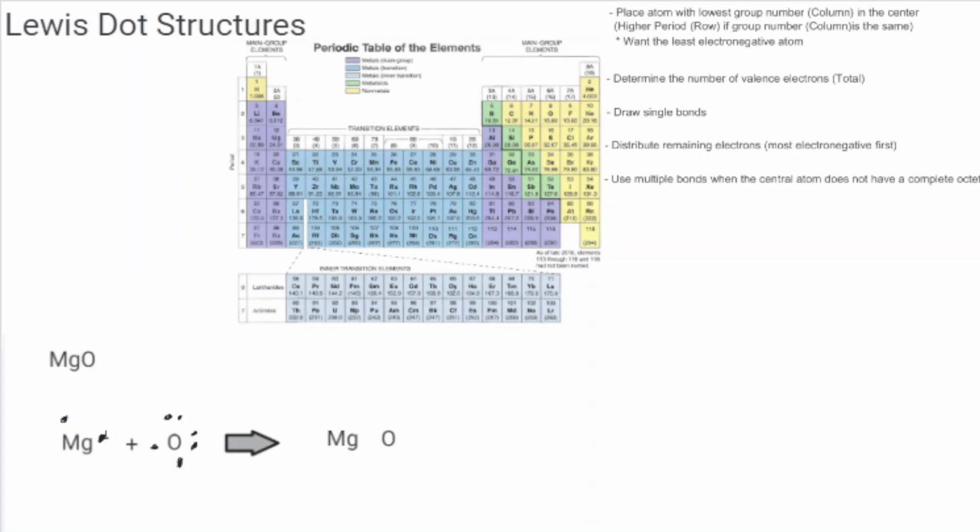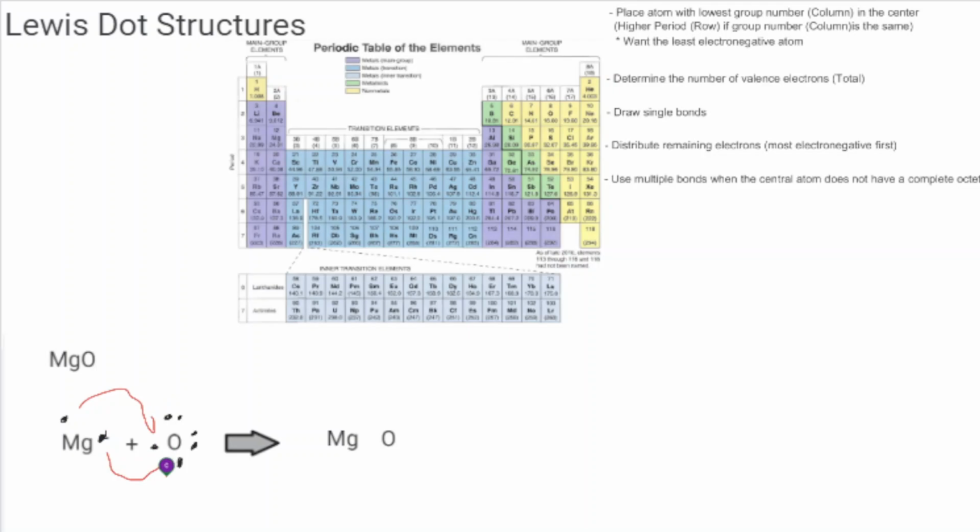Now what's going to happen here is we have a metal and a non-metal coming together. So we're going to have an ionic bond that occurs. And this means that the magnesium is going to give up its electrons, and the oxygen is going to take those in.